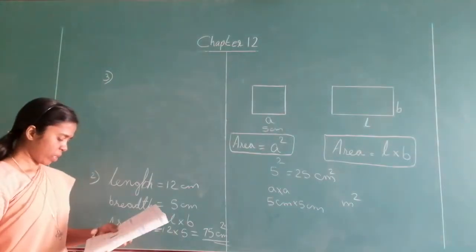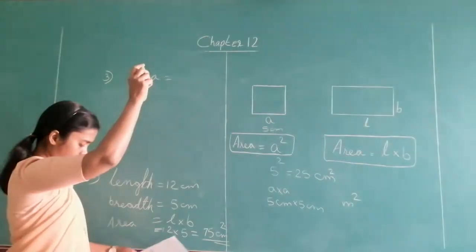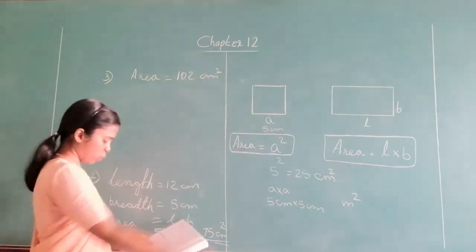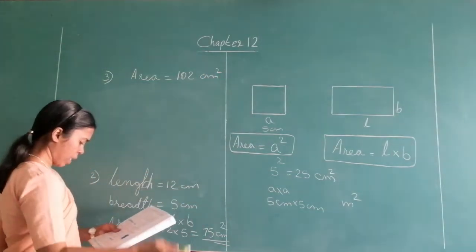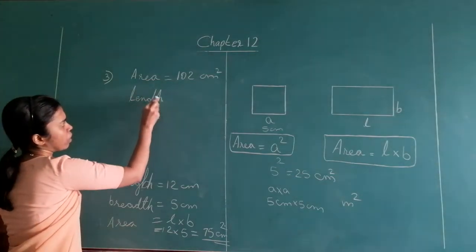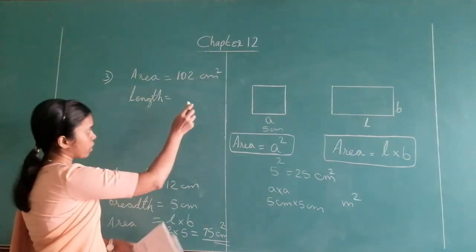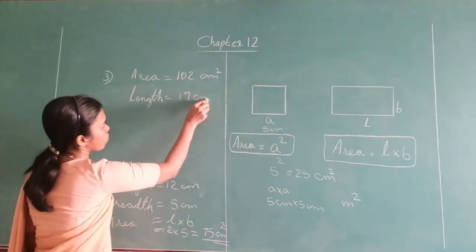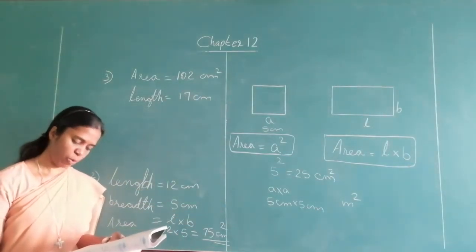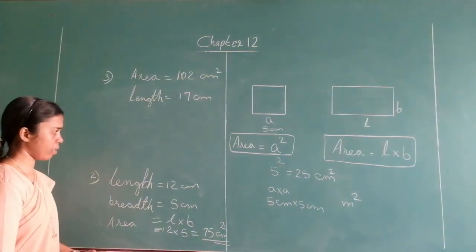You write what is given first. Area is given to you, so you write area is equal to, how much it is? 102 centimeter square. What else is given? Length is given. Length is equal to 17 centimeter. Now, what is asked to you over there? Find the perimeter.